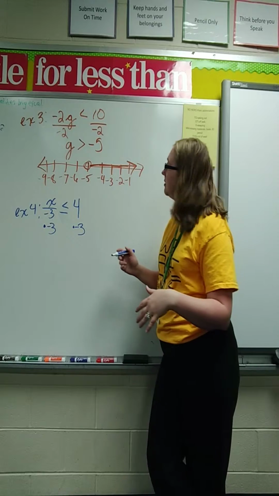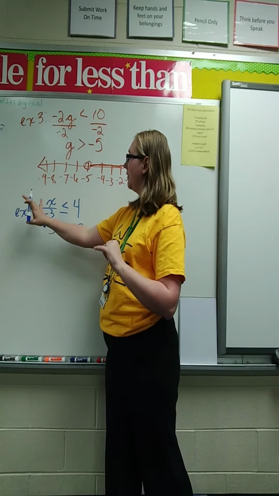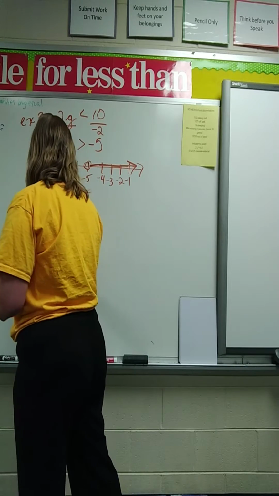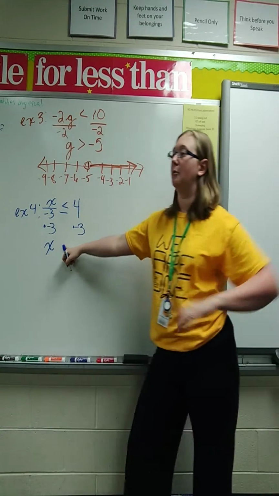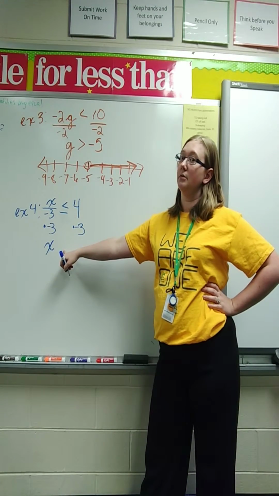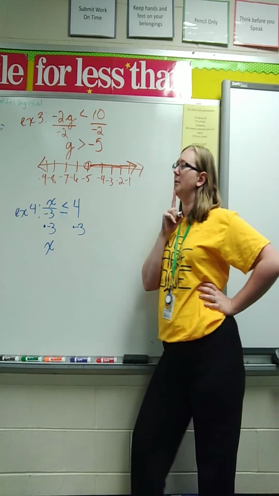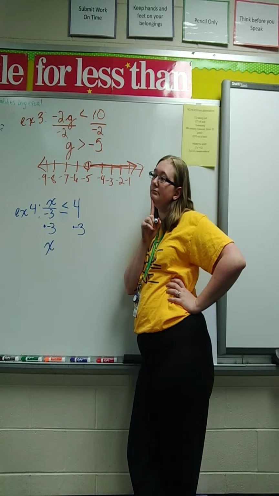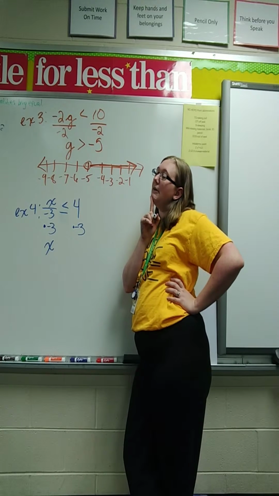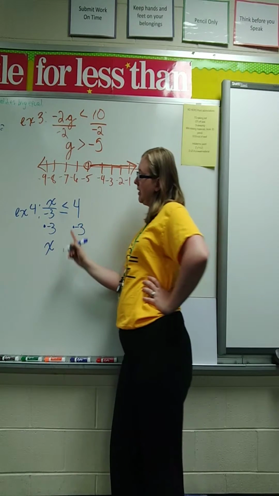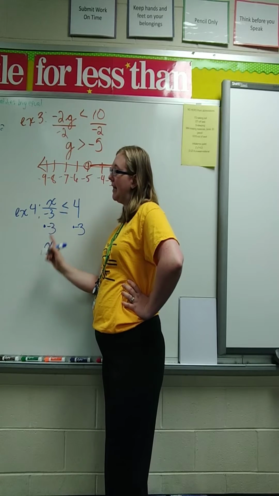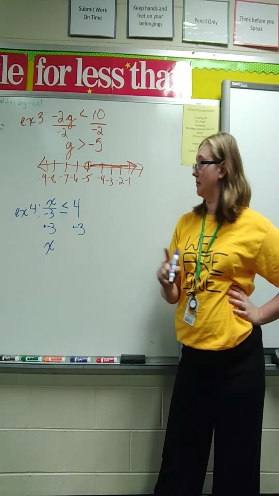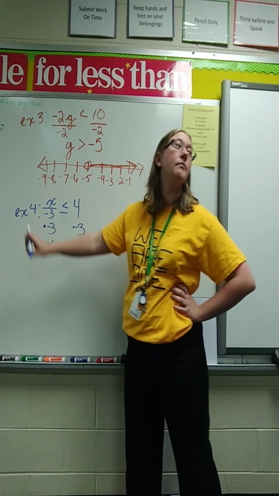The -3s would cancel and I'm left with X. Do I change the direction of my inequality? What did the book do? It changed it. Will the location of my negativity change? Yes.